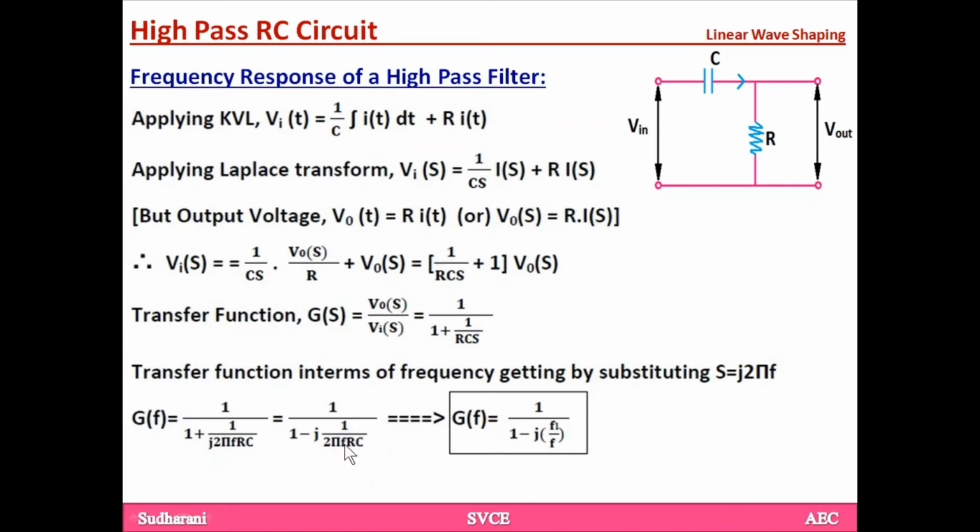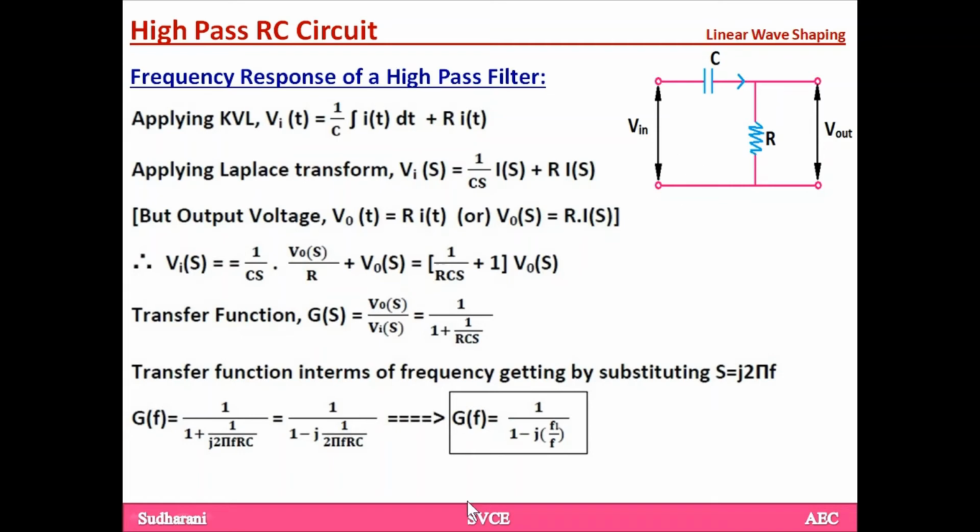I keep f as it is, but what are the remaining factors? 1 divided by 2πRC, which I will write as fL. Why am I taking it as fL? Because here fL represents the lower cutoff frequency. This circuit is a high pass RC circuit, therefore it has a lower cutoff frequency. That indicates that up to that frequency the lower frequency signals are attenuated.